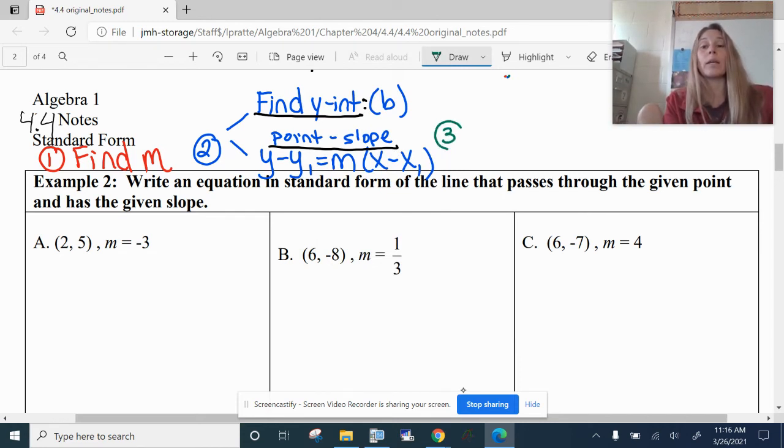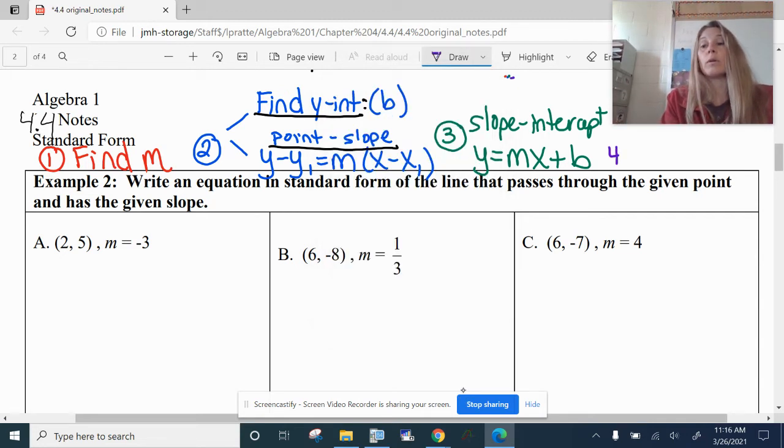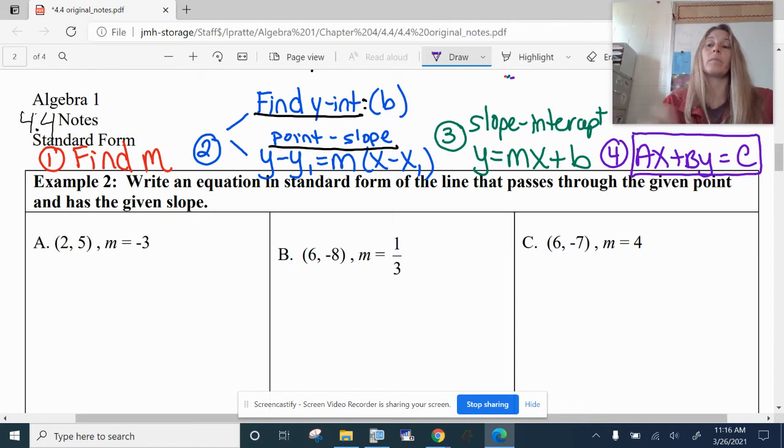Because the whole point is, regardless of which of these methods we use, our goal at that point is to get our equation into slope-intercept form, which you can do from either of those methods. Then finally, once you get it into slope-intercept form, you're going to get that x and y on the same side and make sure you can get your answer into that standard form.